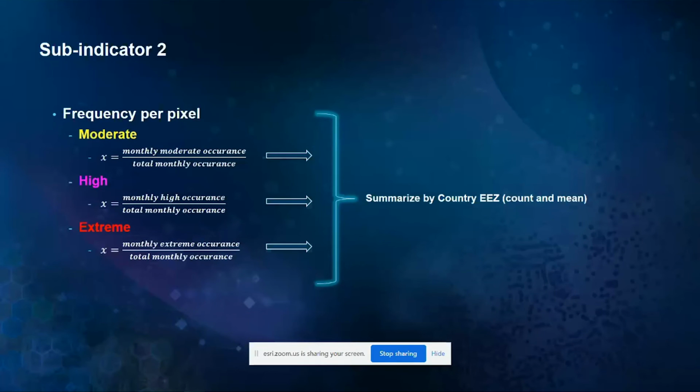This is how the frequency was calculated. We have the value, a monthly moderate occurrence over the total monthly occurrence. Then we come up with it, and it's summarized by the country EEZ, the count and the mean. This is calculated for the 3 frequencies. Next slide, please.